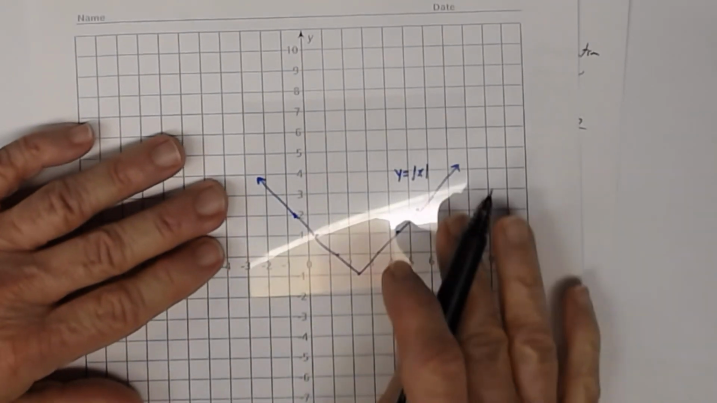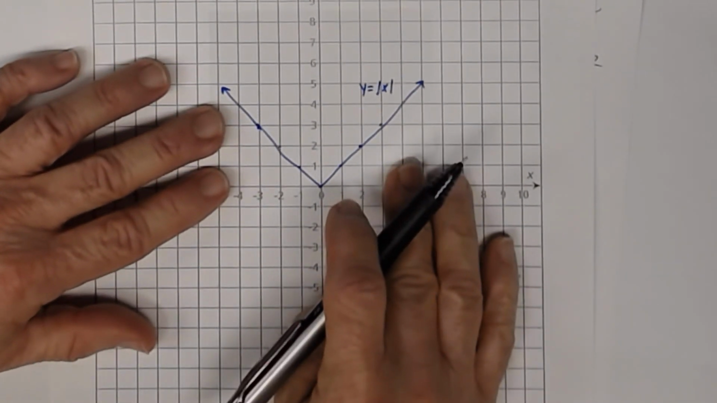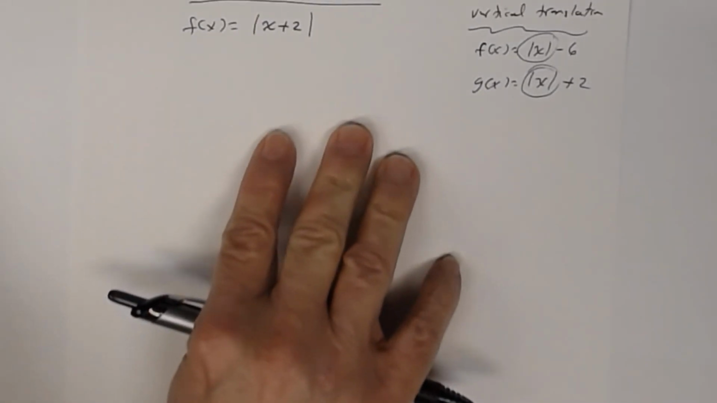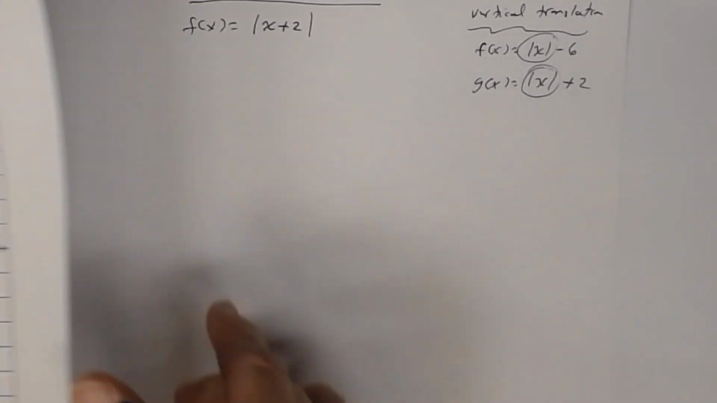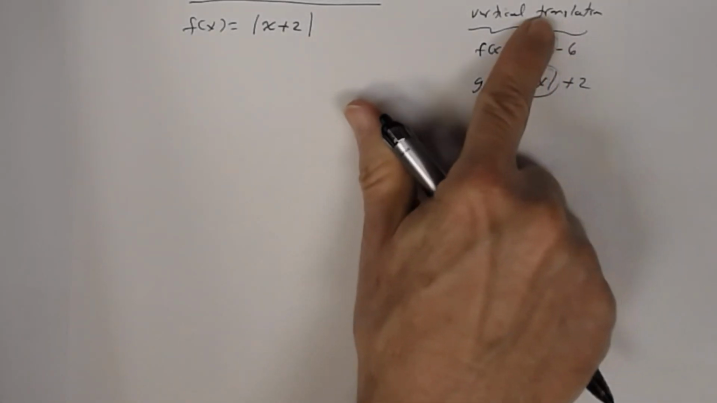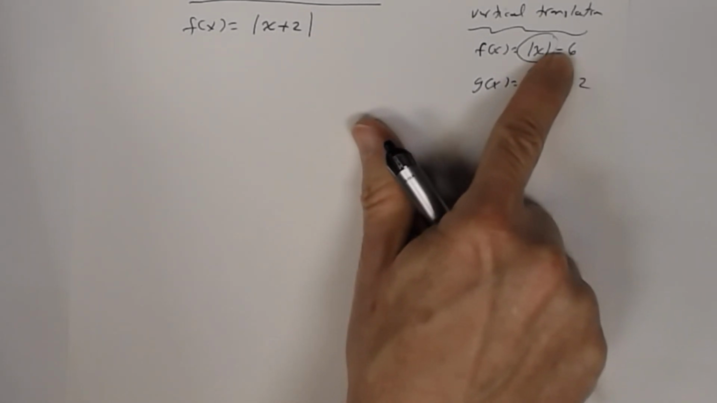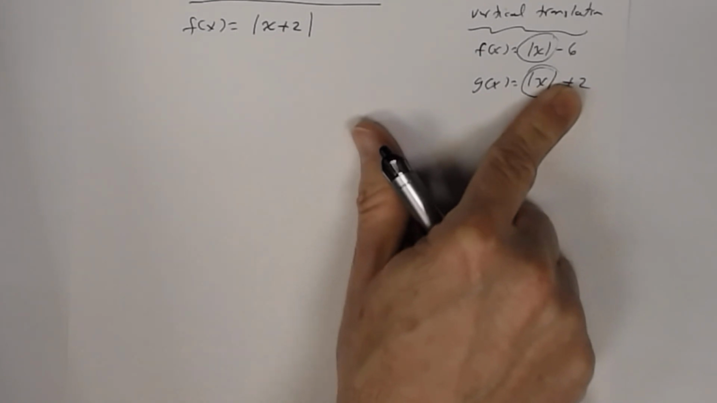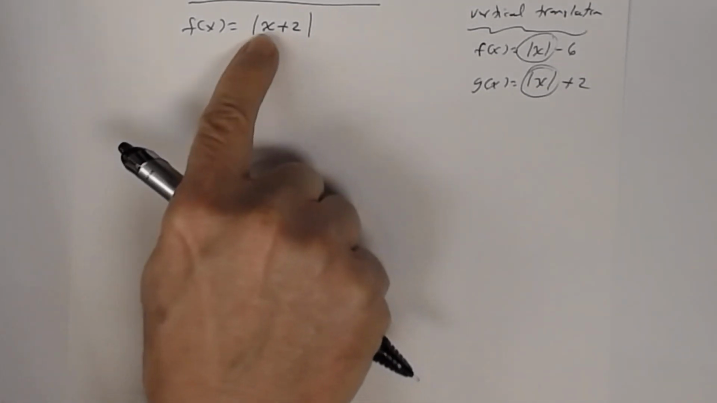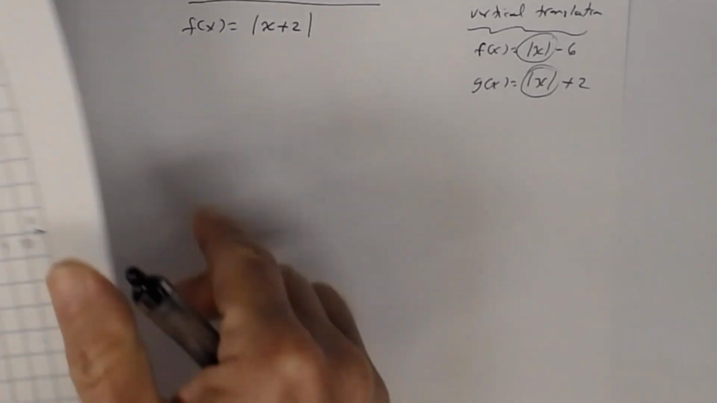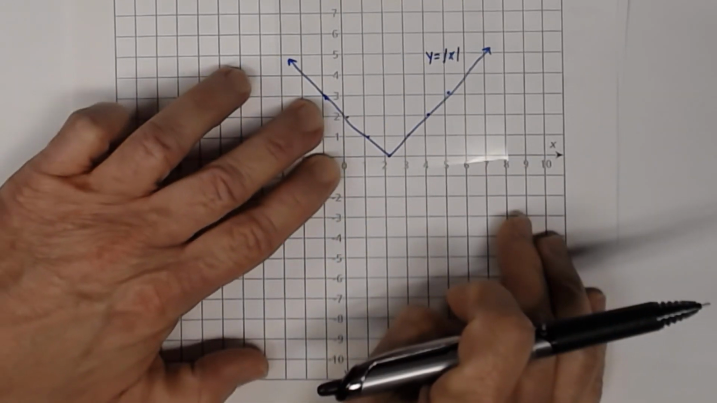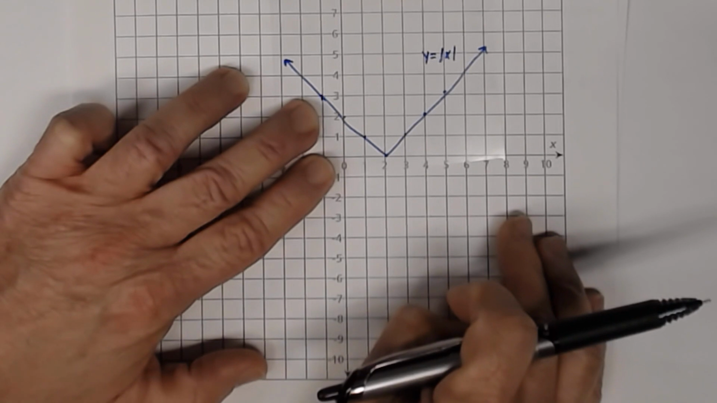So we all know that the basic function looks like this. And we know that this is horizontal translation. With vertical, it is straightforward. Subtract 6, you go down 6. Add 2, you go up 2. Horizontal is not straightforward. Here's what students are going to do if you're not careful. They see that plus 2, and they think, all right, it's horizontal, it's plus 2, so I'm going to go to the right 2. That's not true. You don't go to the right 2.